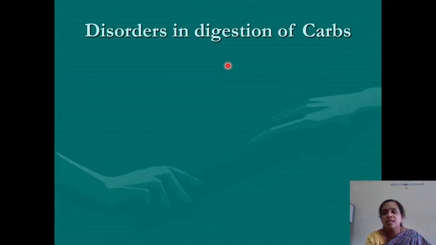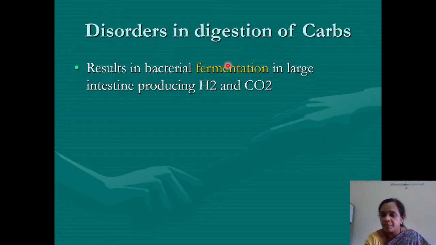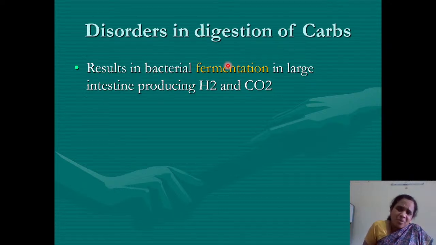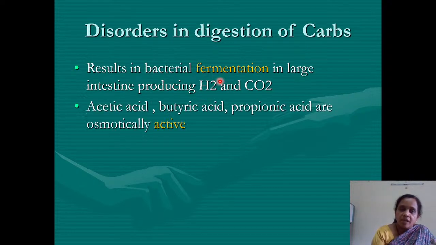Now, the disorders that are associated with carbohydrate metabolism. Normally, when carbohydrates are not digested because of deficiency of an enzyme, or because of less amount of enzyme, or because of any reason, it will result in bacterial fermentation, especially in the large intestine, and produce gases like hydrogen and carbon dioxide.